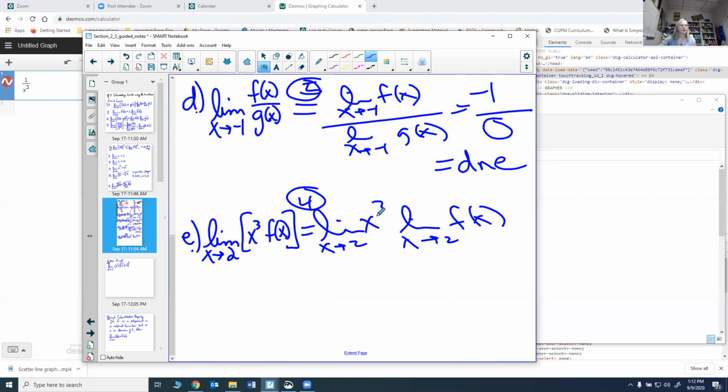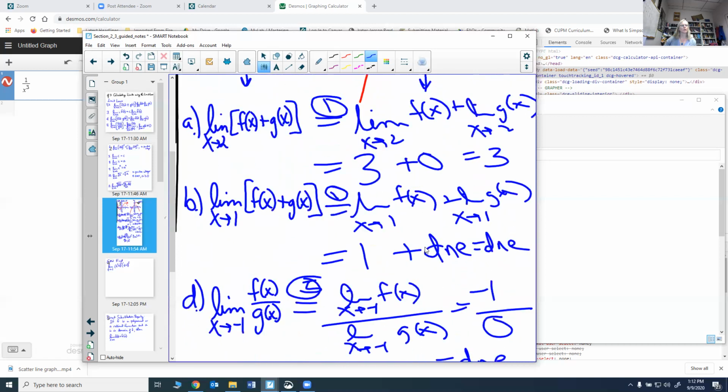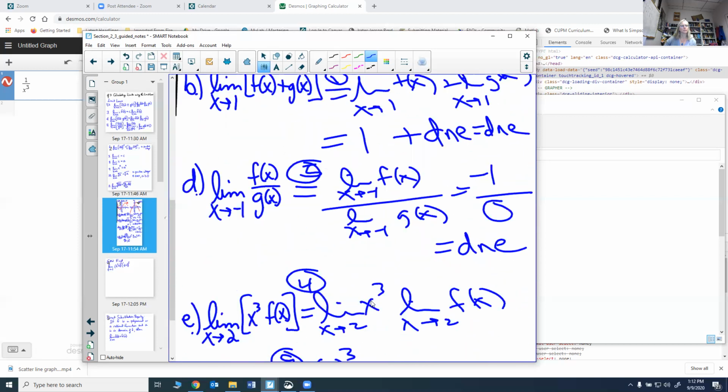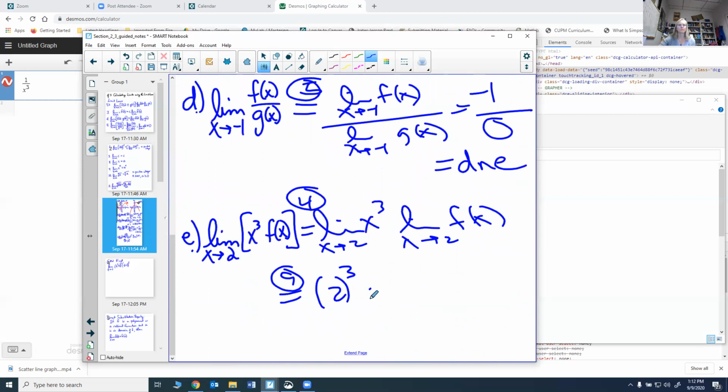Then when I look at this one, I notice, hey, this is a little bit more involved. So now I'm looking at limit law number 9. Limit law number 9 says that this would be 2 to the 3rd. And this one would be f of 2. So again, I'm looking to see where we're heading as x heads to 2 on my f of x. As we're heading to 2 on my f of x, it looks like we're heading towards the number 2. So we end up with 16.